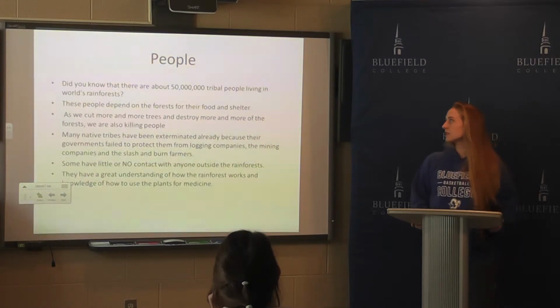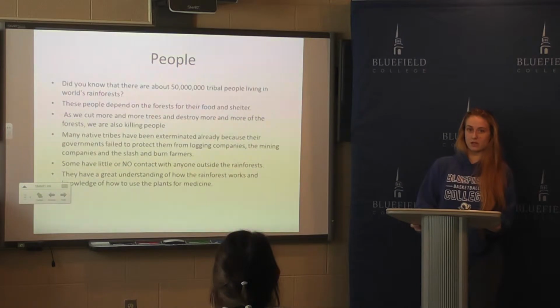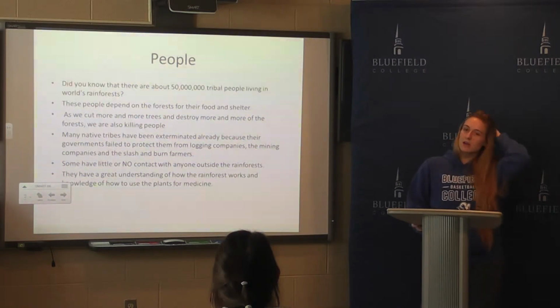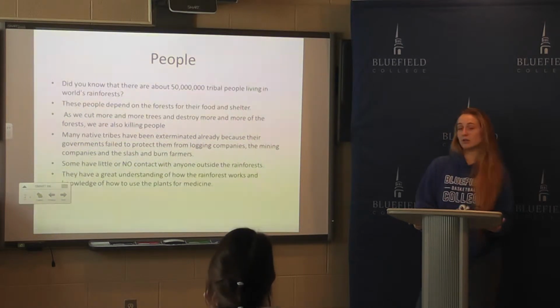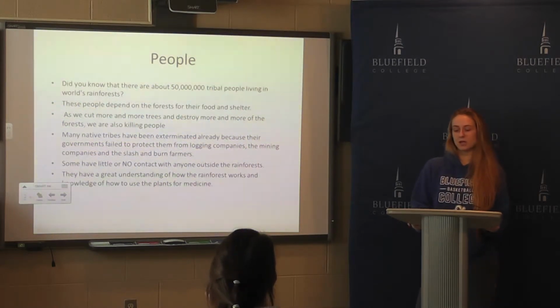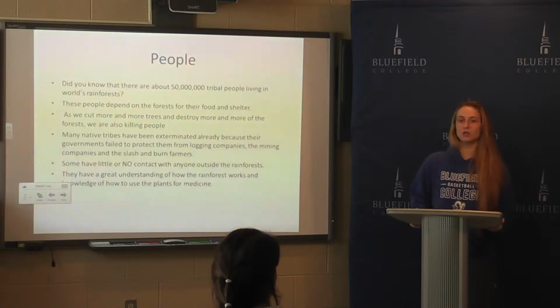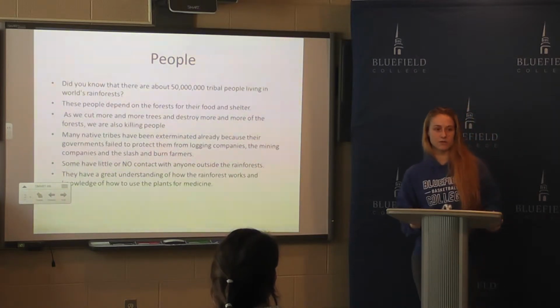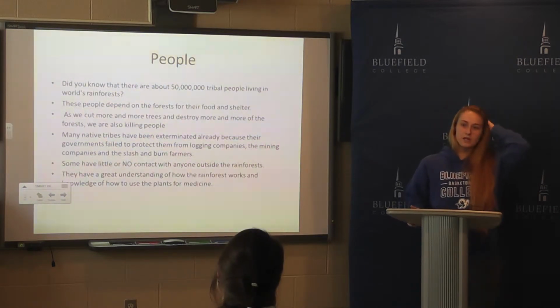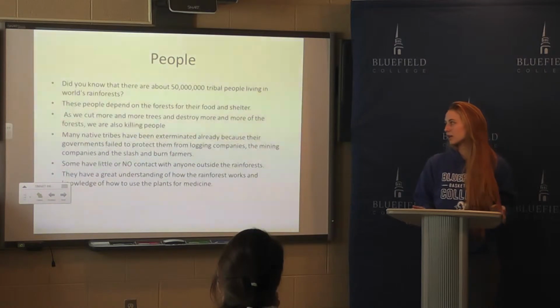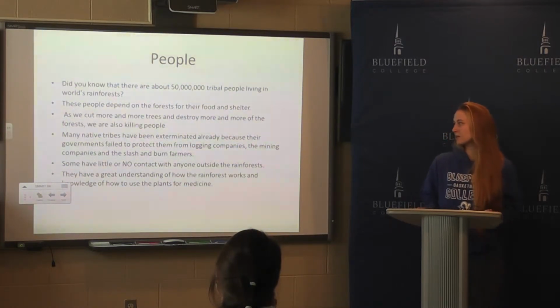There are about 50 million tribal people living in the world's rainforest. They depend on the food and shelter from the rainforest because a lot of them have little to no contact with people outside of the rainforest. A lot of the native tribes have been exterminated already because their governments failed to protect them from logging companies and mining companies.